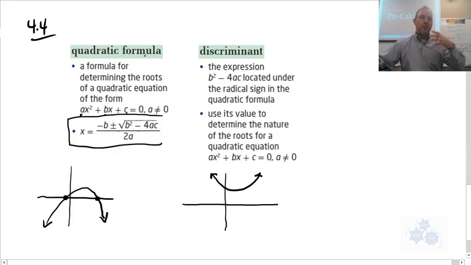Now, I have a song about the quadratic formula. There's a whole lesson. It's very important. Go look that up if you want.